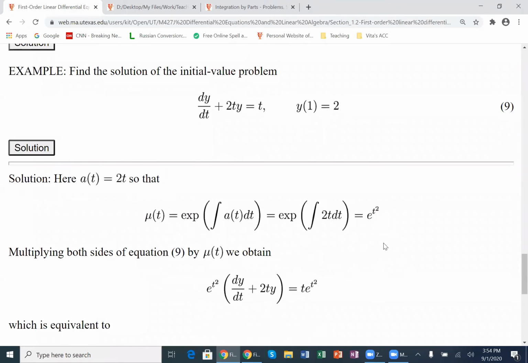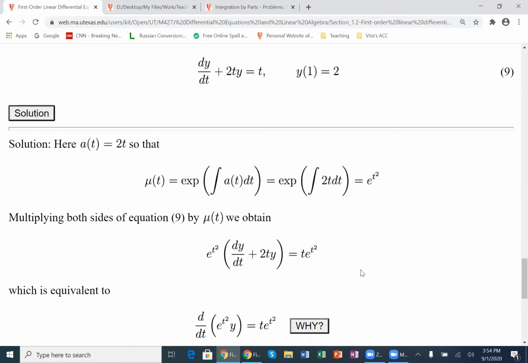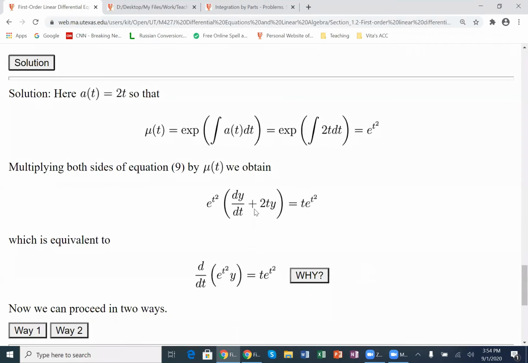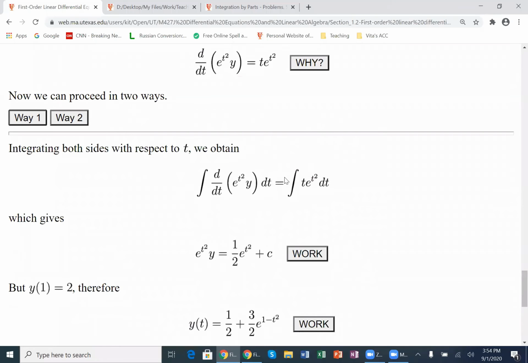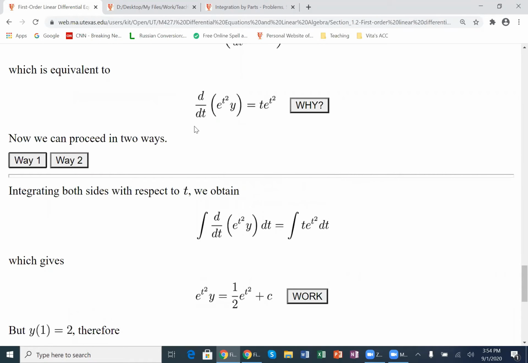After that, as before, we multiply both sides by mu, and again, one can check that the left-hand side is equal to derivative of mu times y. Now we can proceed in two ways. Way number 1, integrate both sides.